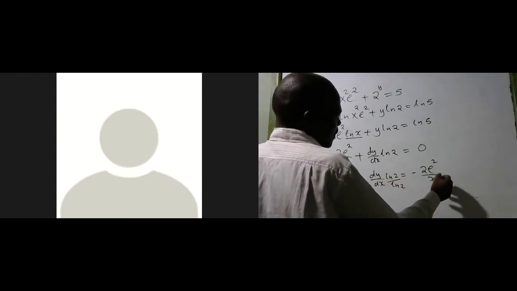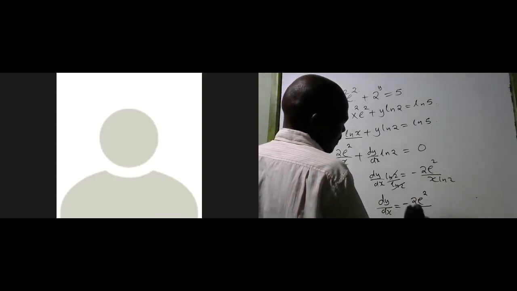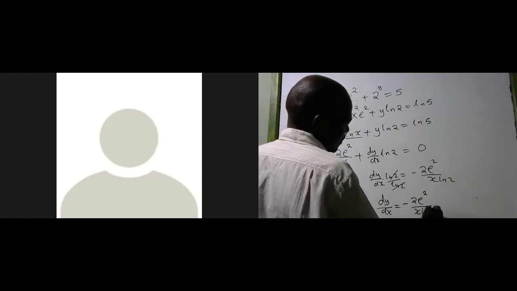Then you have to take the other side here. We have our dy/dx ln of 2 is equal to minus 2e squared over x. Then divide by ln of 2, divide by ln of 2 there. So we cancel here. We have our dy/dx is equal to minus 2e squared over x ln of 2 there. So that becomes our answer.